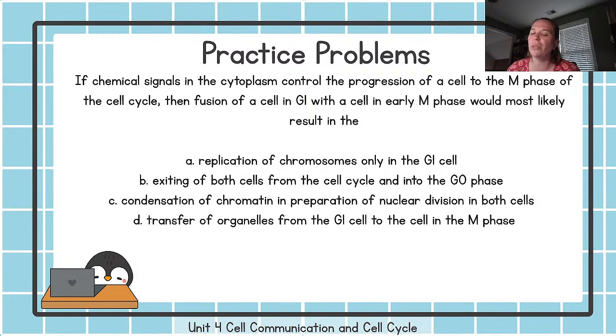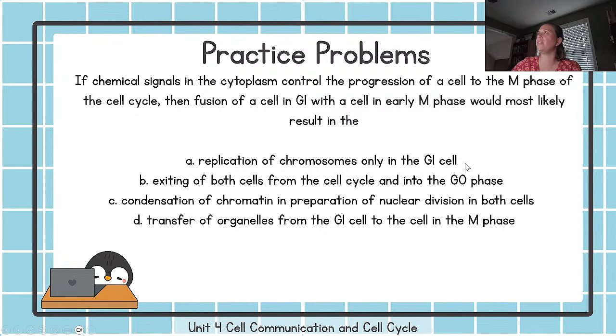And I really didn't have a lot of questions on mitosis, so this was the best I can come up with. I'm sorry, y'all. If chemical signals in the cytoplasm control the progression of a cell to the M phase of the cell cycle, then the fusion of a cell in G1 with a cell in early M phase would most likely result in the. Okay, so the M phase was when we were going through mitosis, right? The cell was doing prophase, metaphase, anaphase, telophase, right? Okay. And G1 was during interphase, like before we even had anything taking place, okay? So we're saying there's all these chemicals inside that's allowing for the communication. So if I have a G1 cell with an M cell, what's going to happen?